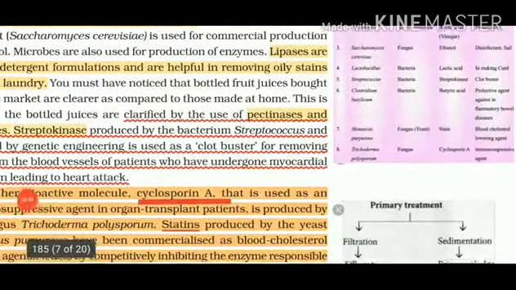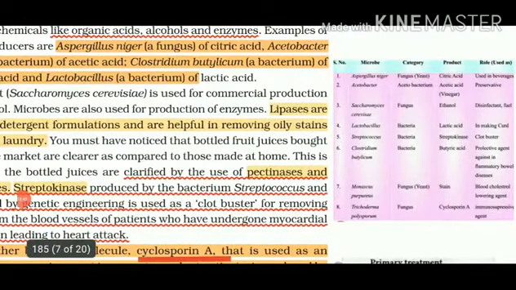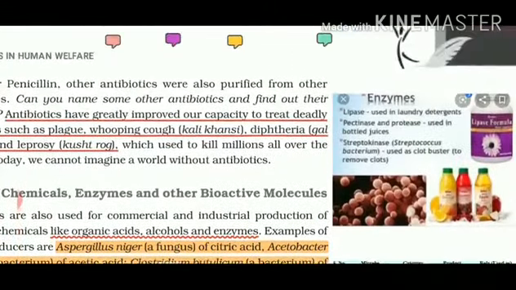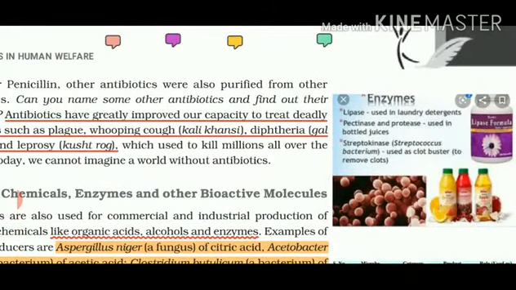So I hope this chart will help you a lot. They have also talked about these statin and cyclosporin A. I feel there is a spelling mistake in the 7th point, so you must note it down as statin. Here we have talked about enzymes. Number 1, lipase, used in laundry detergents. Number 2, pectinases and proteases, which are used in bottled juices. Number 3 is streptokinase, extracted from Streptococcus bacteria, used as a clot buster to remove clots.